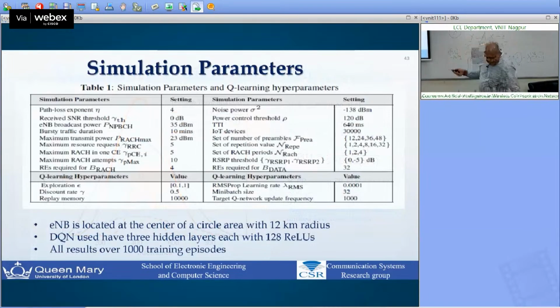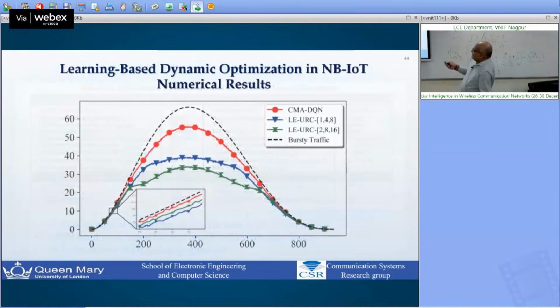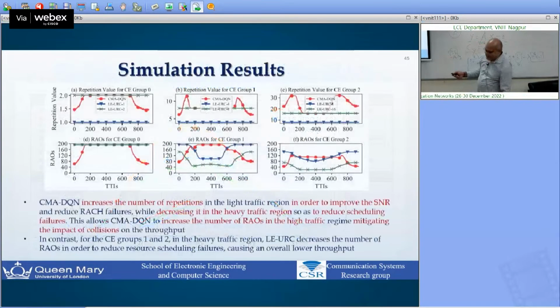When we look at the numerical results, we simulated using the time limited beta distribution. This is the conventional load estimation approach, so they failed during the bursty traffic. But when we have these 9 agents, they succeed here because they dynamically change the parameters every 640 milliseconds. So how they change the parameters is like this.